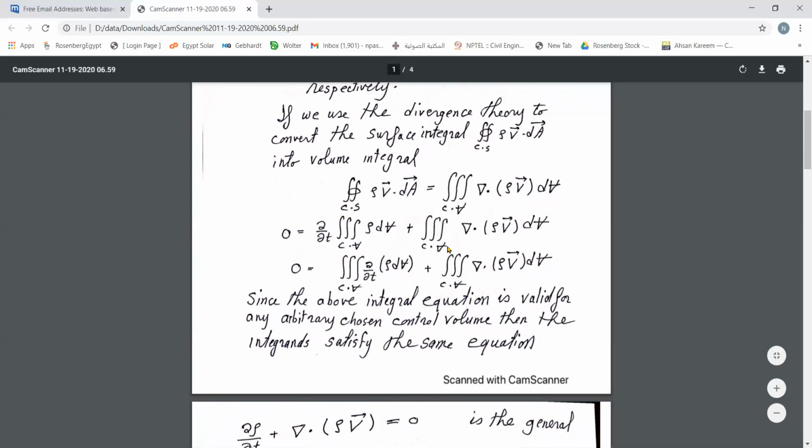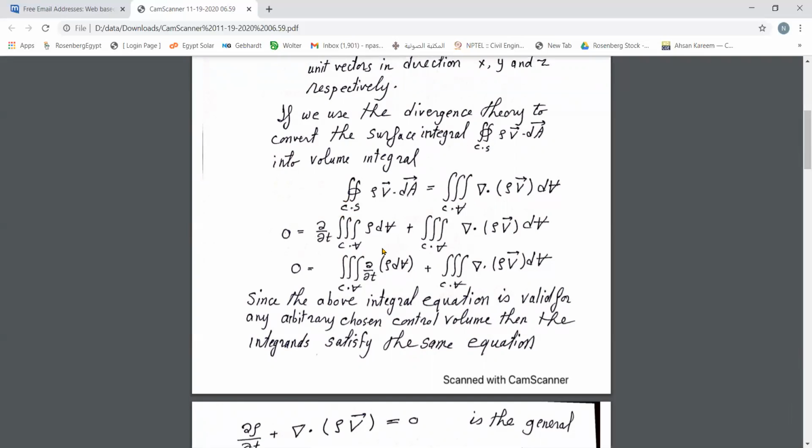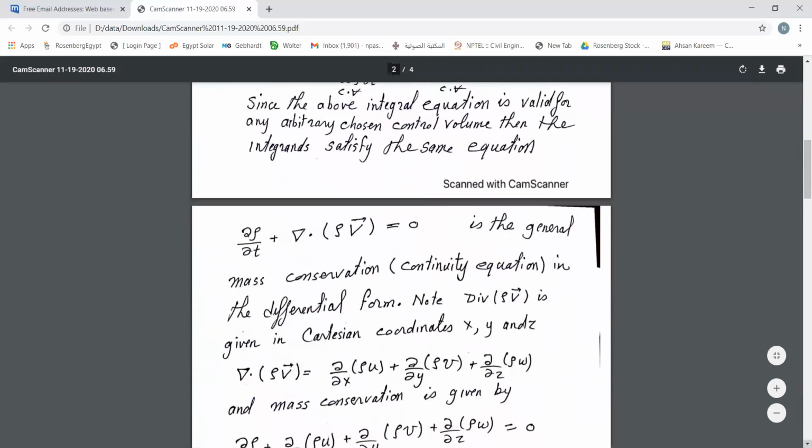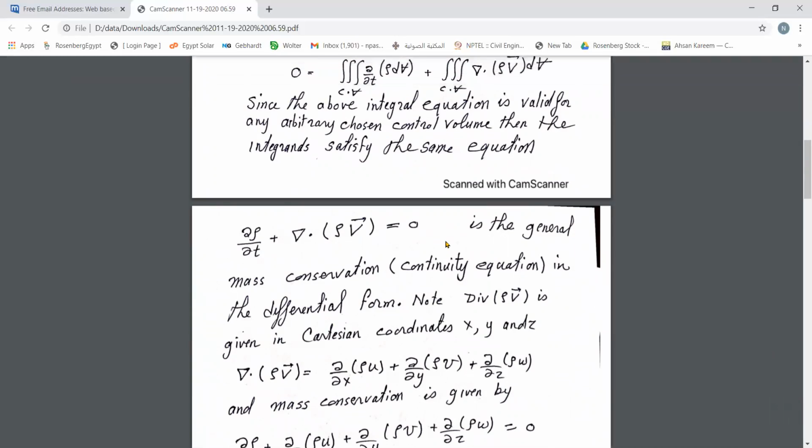Now, we have all terms with integration with respect to dV. Since this dV is arbitrarily chosen, we can just consider the integrand to satisfy the equation. The integrand here will be partial rho partial t, and the integrand here will be del dot rho V. So accordingly, we get the general form of the mass conservation: partial rho partial t plus the divergence of rho V equals 0. This is the general mass conservation equation, the continuity equation, for any flow, whatever the situation is.